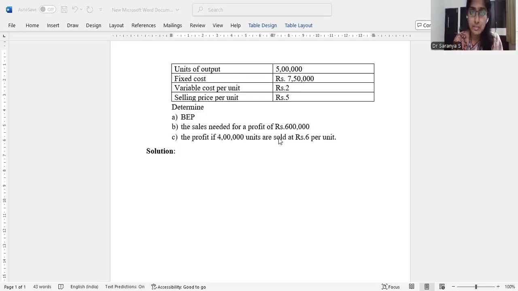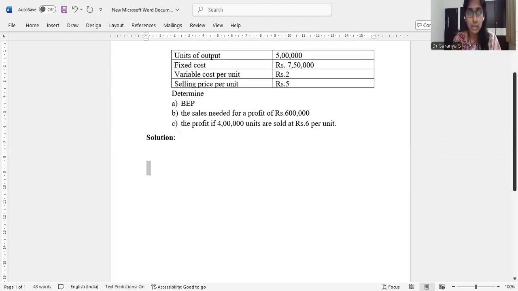So here is the question. Units of output 5 lakhs. Fixed cost rupees 7 lakh 50,000. Variable cost per unit rupees 2. And selling price per unit rupees 5. We have to find out, number one, the break-even point. Number two, determine the sales needed for a profit of rupees 6 lakhs. Number three, find out the profit if 4 lakh units are sold at rupees 6 per unit.